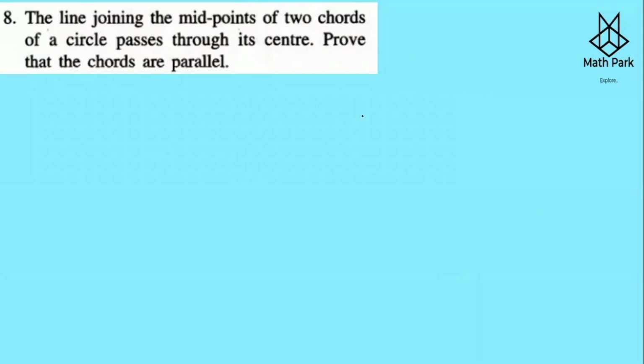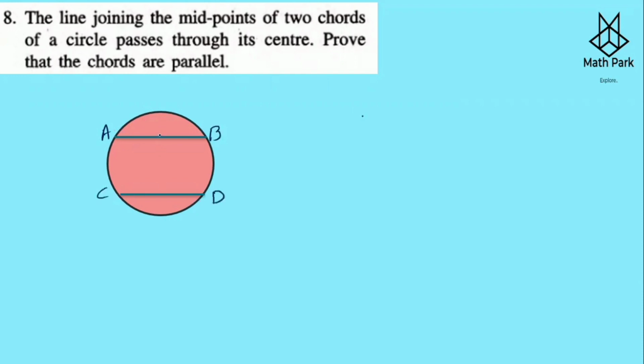The midpoints of two chords of a circle. So we have a circle and we have two chords over here. Let us draw a circle and then two chords. Let this be chord AB and this be chord CD. Say M is the midpoint of chord AB and N is the midpoint of chord CD. It says that the line joining the midpoints of two chords passes through the center. This is O. Prove that the chords are parallel.